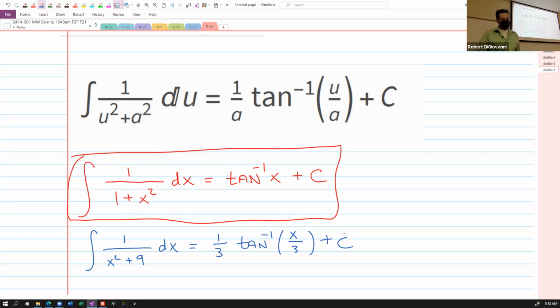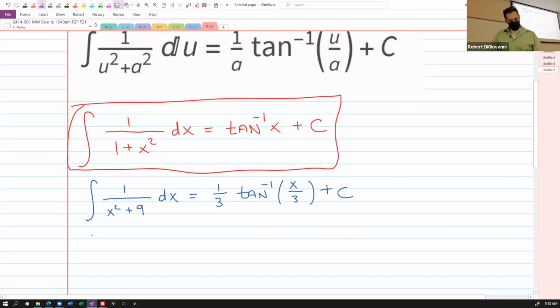Happy? Do another one. 1 over x squared plus 5 dx.